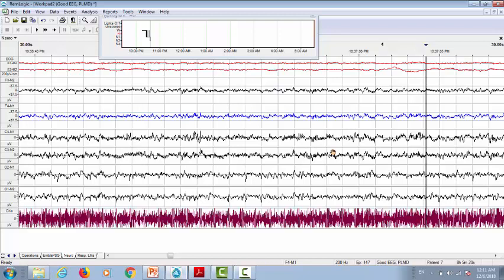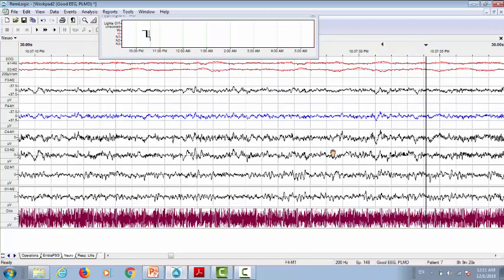Once we start scoring N2, we continue to score the next epochs as N2, unless there is any indication to stop scoring N2, like if there is an arousal, if there is transition to N3, and if there is transition to REM sleep. So there is no indication to stop scoring N2. As a result of that, we continue to score N2 for this epoch. Again, there is no reason to stop scoring N2 here.